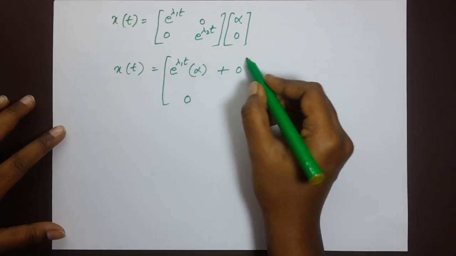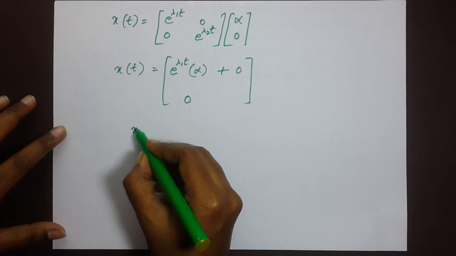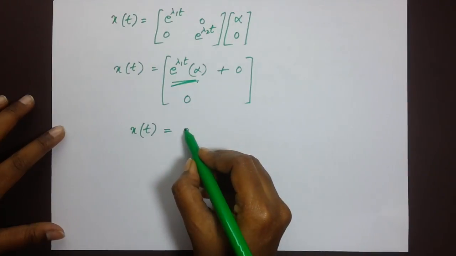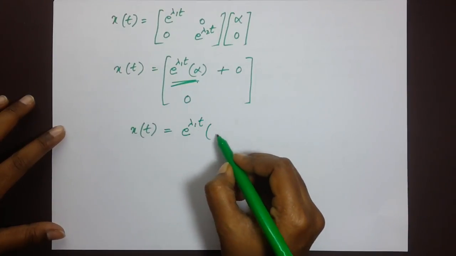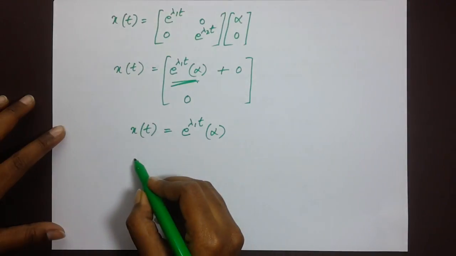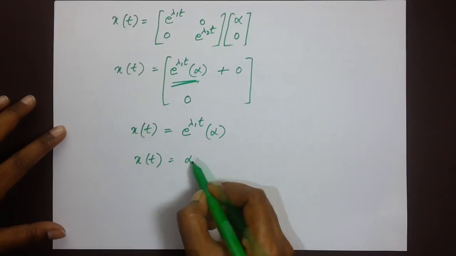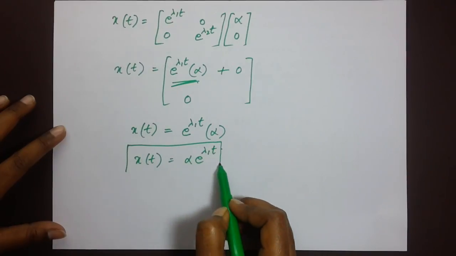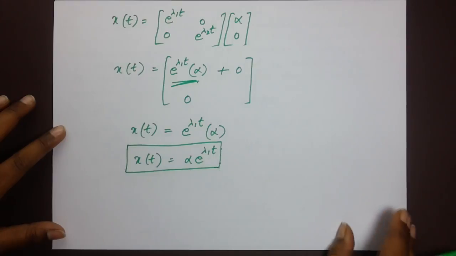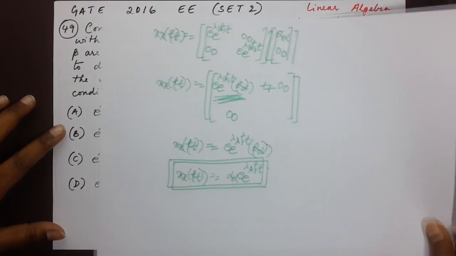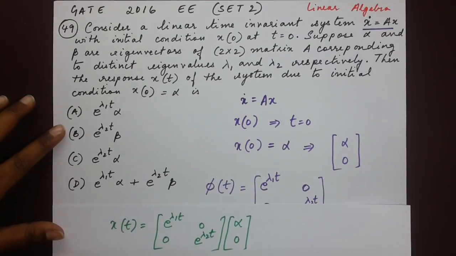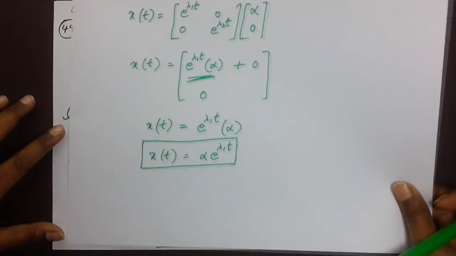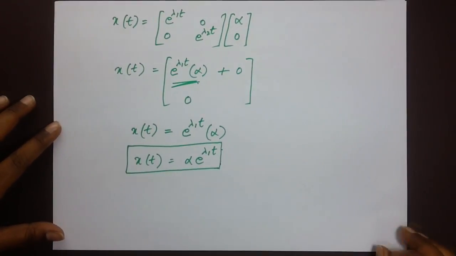That's about it. And if we were to write this as a single expression, then x of t is equal to only this element here, which is e power lambda 1t into alpha, finally written as alpha times e power lambda 1t. So this is our final expression or the response of the time invariant system, and this option matches the very first one, A. So here is our final answer.